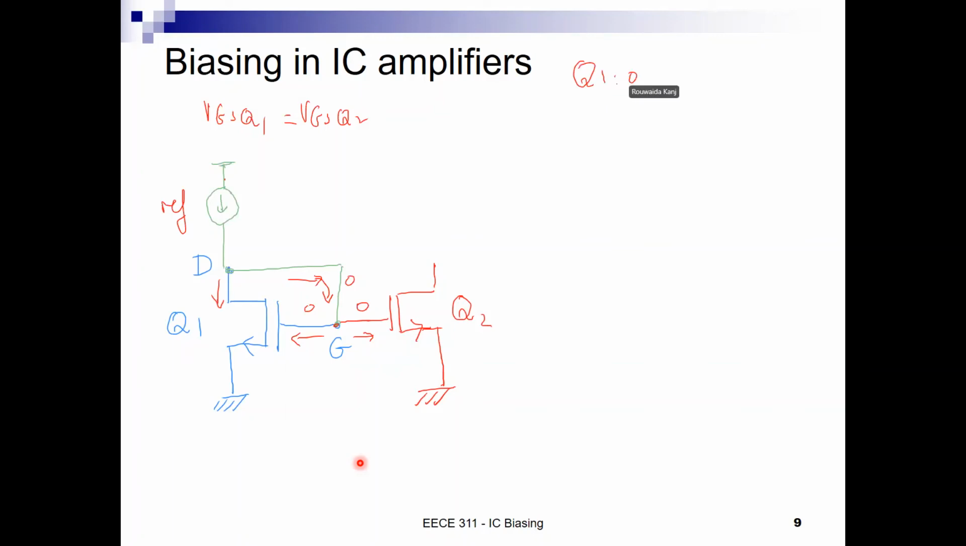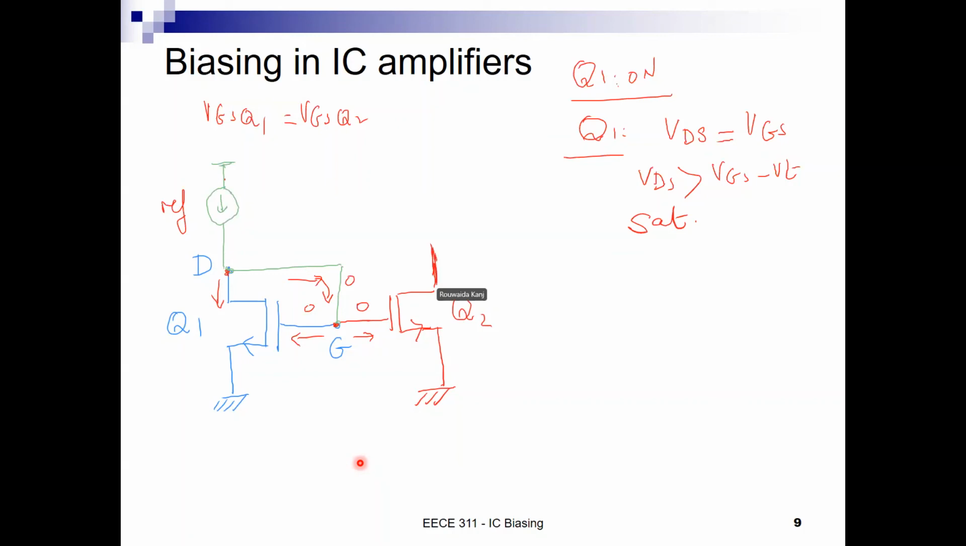What is the region of operation of Q1? What is it characterized by? What is the relation for VDS and VGS of Q1? It should be saturation because VDS equals VGS. Right, so they are equal, because we have a short between the drain and the gate. So VDS is greater than VGS minus VT. So Q1 is really operating in what region? In the saturation region, right? Great.